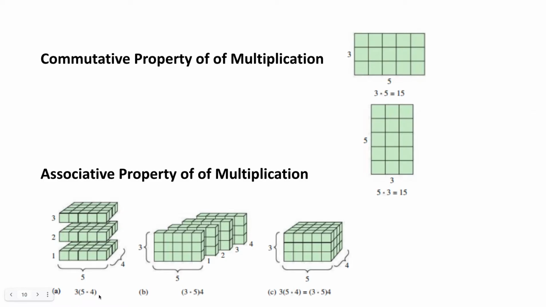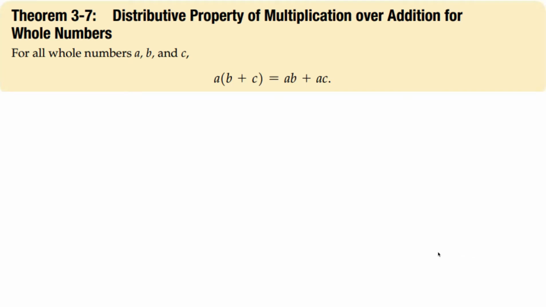So 3 times 5 times 4 is the same as, it's the same rectangular prism. If you put them together, that's the same as 3 times 5 flat. How many of them? 4 of them. That's exactly the same thing. Okay, that's what this visual representation shows.